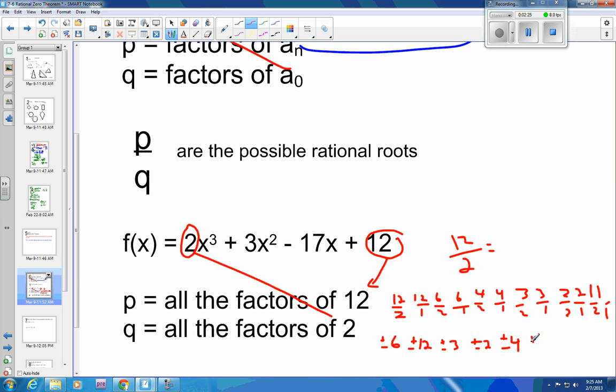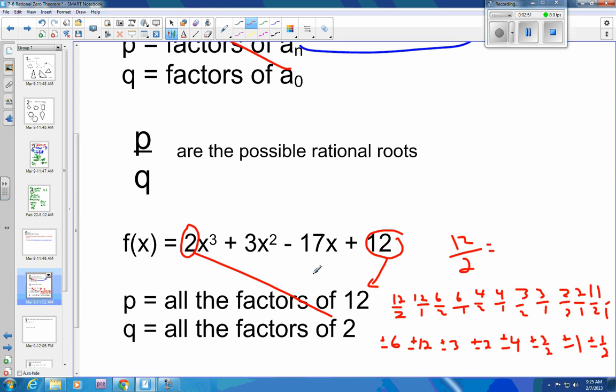3 halves stays 3 halves. 3 over 1 is 3, I already have it. 2 over 2 is 1, so it's a positive or negative 1. 2 over 1 is 2, I already have it. 1 half, so I've got a positive or negative 1 half. And the last one is 1 over 1, which I already have. So this would be the list of all possible roots to this polynomial here.